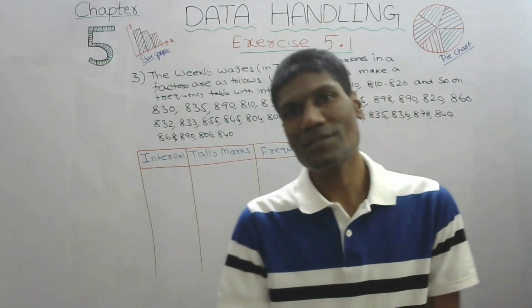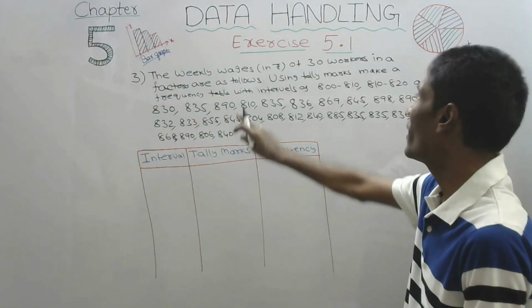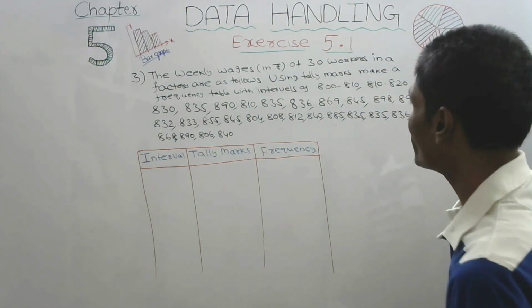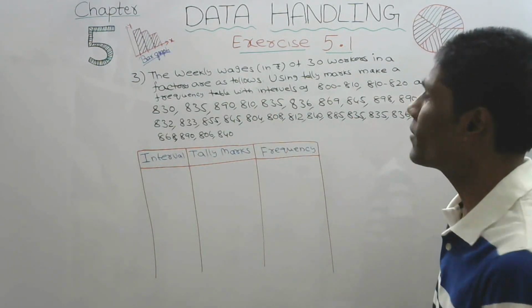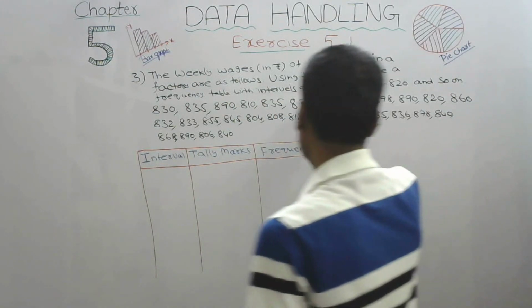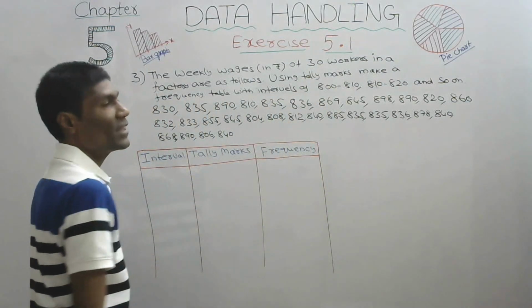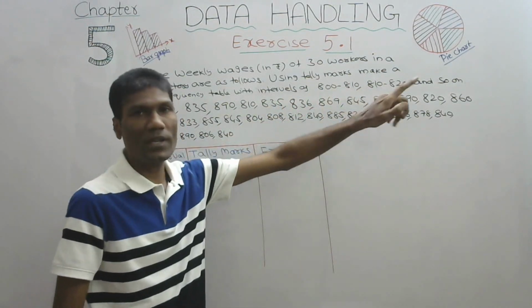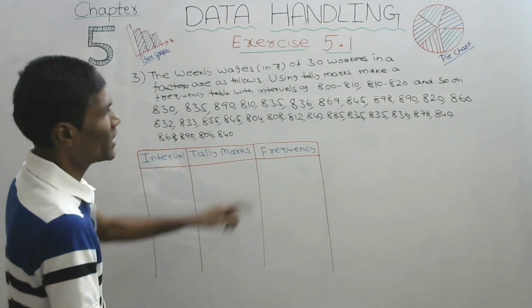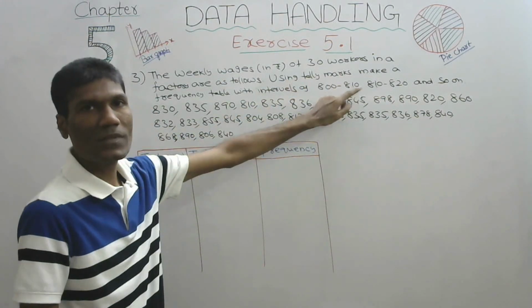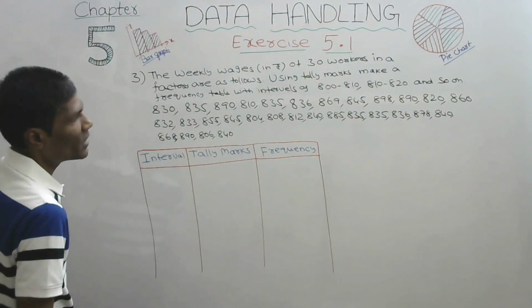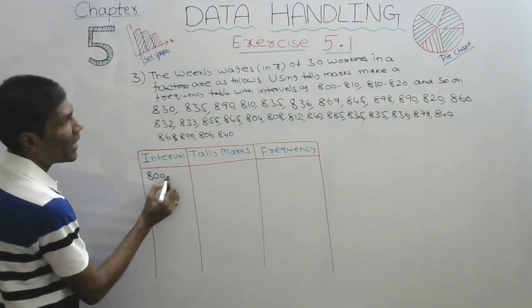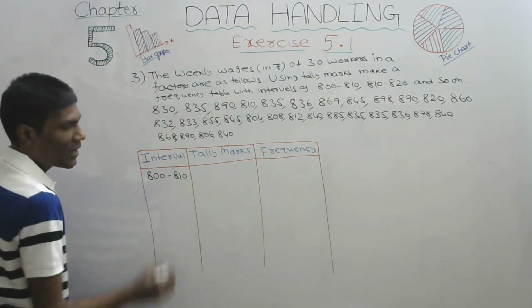Next, third question. In this question, he has given weekly wages of 30 workers and he is asking to make a frequency table, and he has already given the intervals also, like 800 to 810, 810 to 820 and so on. And he is also saying using tally marks. Let us do. Interval is already given, like 800 to 810, and this will continue.